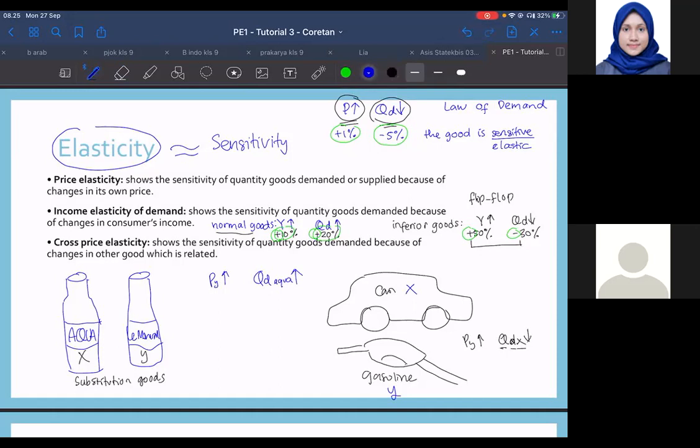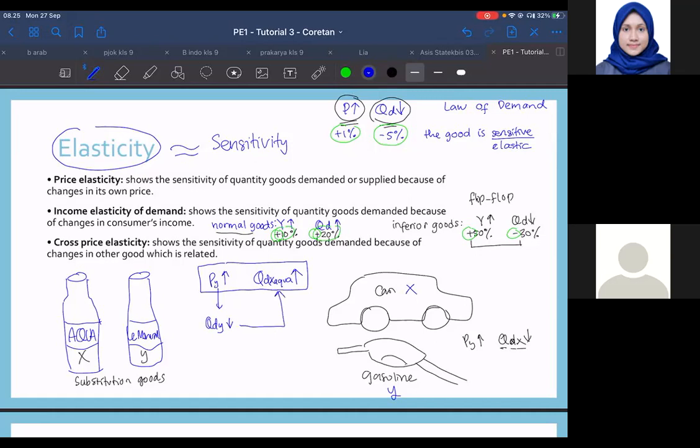I mixed them up, guys. Let me explain the one on the left side here. If the price of Le Mineral increases, the quantity demanded of Aqua will increase. Why? Because if the price of Y increases, the quantity of good Y demanded will decrease. So if the price of a good goes up, the quantity demanded will surely go down. Why? Because people move to good X, or people move to Aqua.